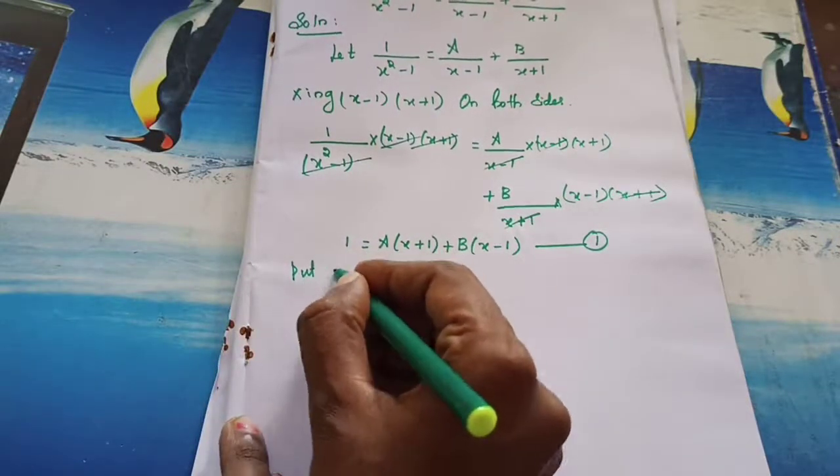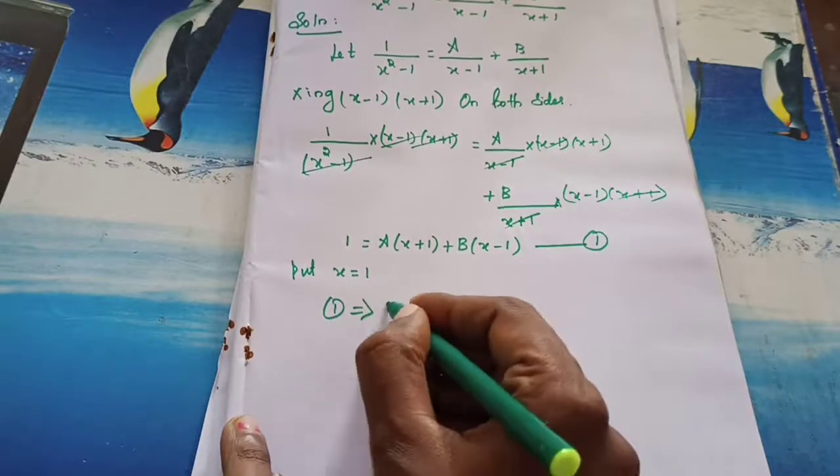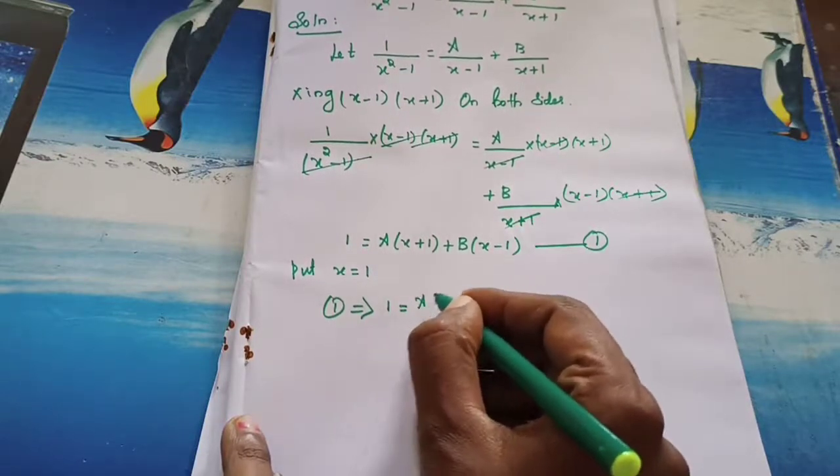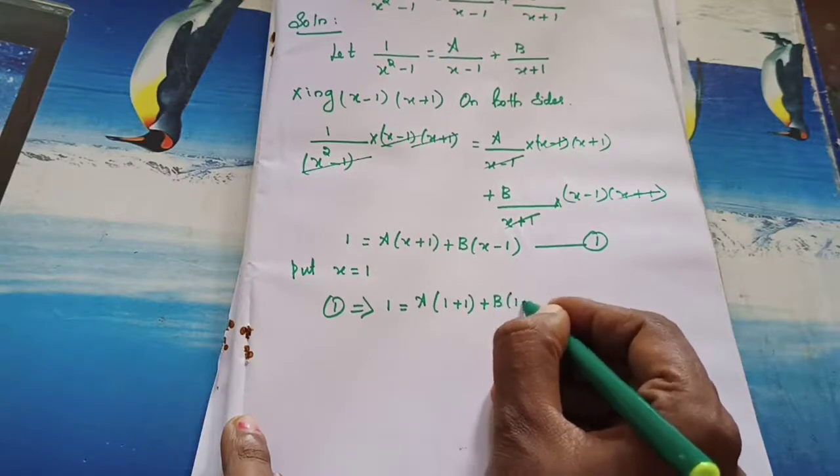Now I put x is equal to 1. I am substituting into equation 1. So what will happen? 1 is equal to A into 1 plus 1 plus B into 1 minus 1.